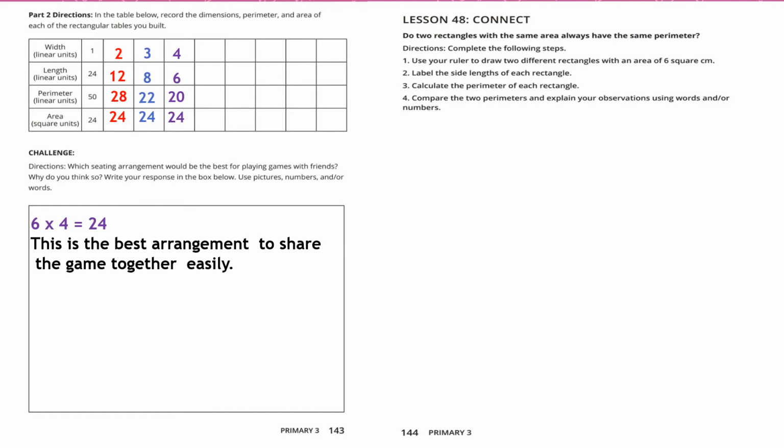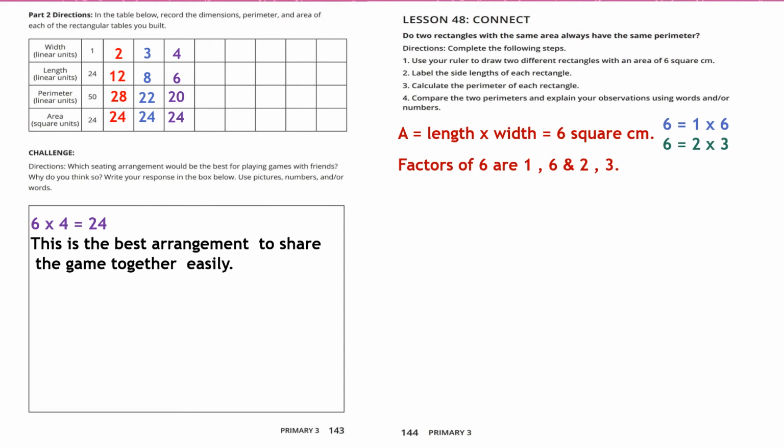If we have a rectangle with length and width 2 and 12, and the other rectangle with length and width 3 and 8, they will have the same area, but will they have the same perimeter? No, sure no. I'll give you an example here. If the area, which equals length times width, equals 6, the factors of 6 should be 1 times 6 equals 6, or 2 times 3 equals 6.